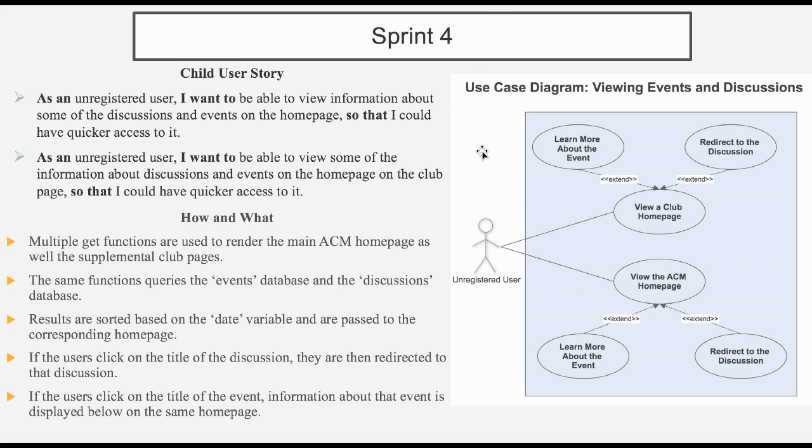So here in the use case diagram for view events and discussions, we can see that an unregistered user can view both the club homepage and the ACM homepage. When viewing either one of them, a user may learn more about the event, and they also may be redirected to the discussion if they so desire.